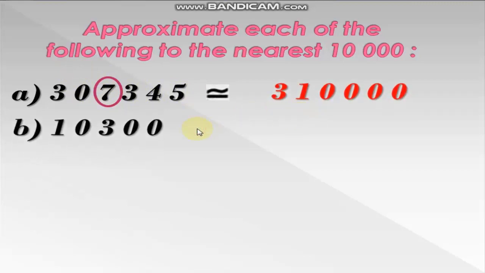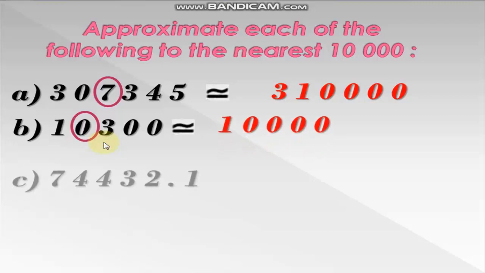Letter B. 10,300. The 10,000 here is number 1. Look at the thousand. Thousand here is number 0. First step, we replace thousands, hundreds, tens, units by zeros. We write here 4 zeros and keep the 10,000 with its value. It became 10,000.